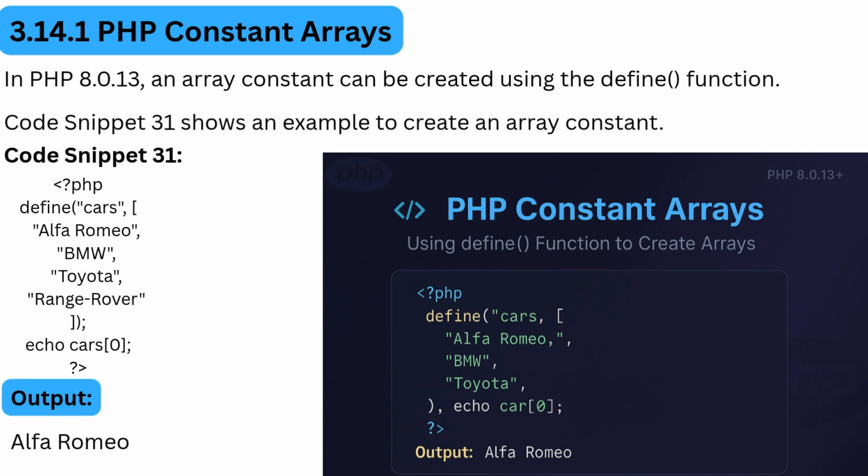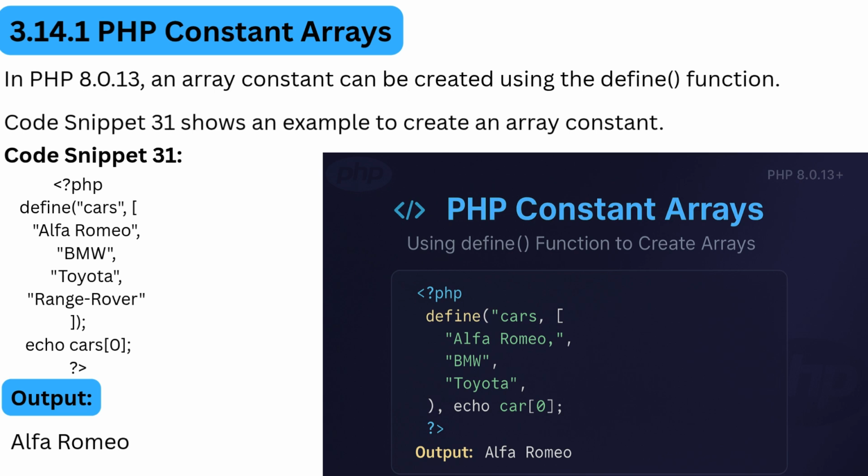Now, this is very powerful because it allows you to store multiple constant values together without having to define each one separately. For example, before PHP 8.0.13, you would have to write something like this: define car1 Alfa Romeo, define car2 BMW, define car3 Toyota, define car4 Range Rover. But now, with array constants, you can define all of them in one clean and simple line of code using an array, which makes your script easier to read, shorter, and more efficient.